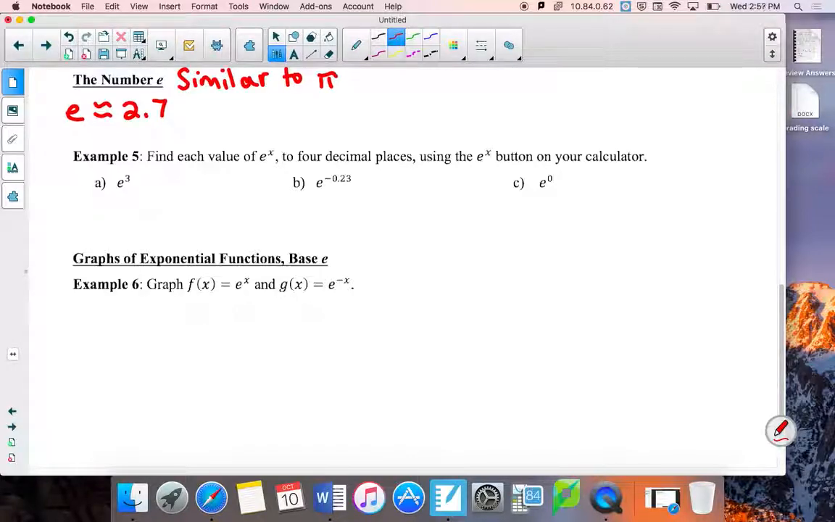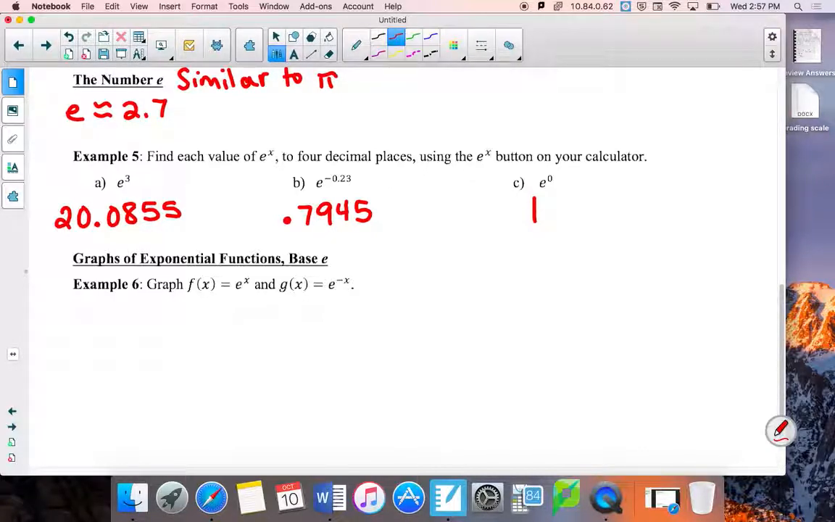You do have a button on your calculator. That's an E button. So if you want to try to find that, you're going to take E and you're going to cube it. I'm just going to let you know that it's 20.0855. So see if you can get these answers by using your graphing calculator and pressing that E button. If you can't find it or are not getting these, please bring those to class and I'll show you how to do that.